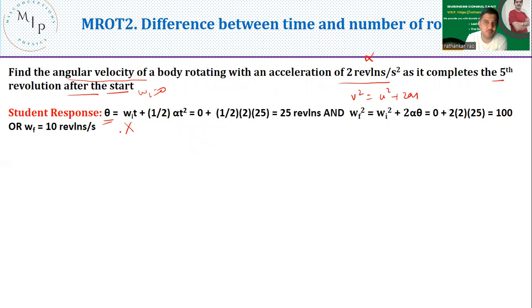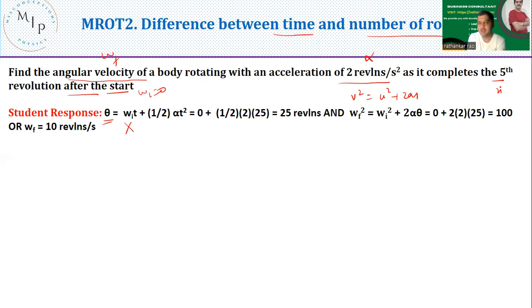So where did the student go wrong? If you look at this, the title says you should be able to distinguish between time and the number of rotations. Now read the question once again. Find the angular velocity, omega f to be found, of a body with an acceleration alpha as it completes the 5th revolution. Now, I did not say 5 seconds, right? I didn't say 10 minutes. Unless that unit is there, you should be careful. When I say 5th revolution, it is talking about the number of revolutions and not time. Now, how do we solve this?